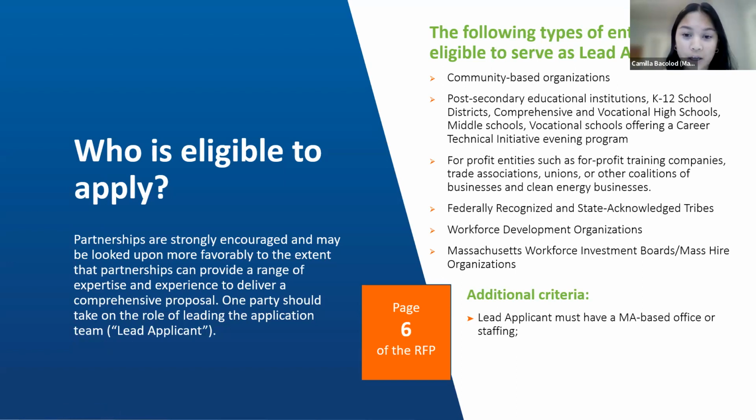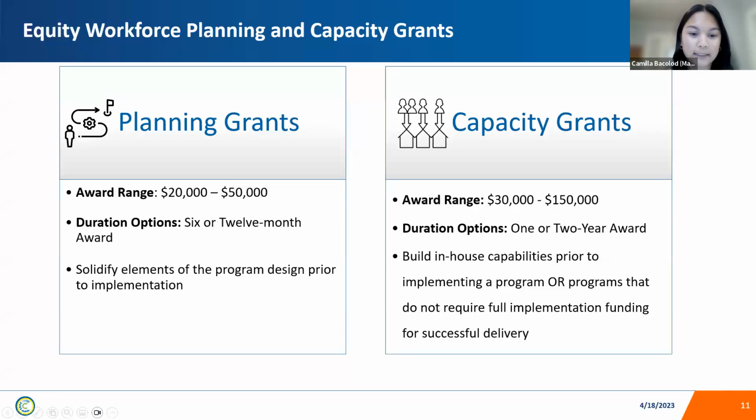An additional criteria for the lead applicant is to have a Massachusetts-based office or staffing. We do also ask that the organization that is applying can produce a certificate of good standing from the Massachusetts Department of Revenue if you are awarded this grant in order to move forward with the contracting process. Next slide, please. For the planning and capacity grants, we will now explain the main difference between these two set of grants.